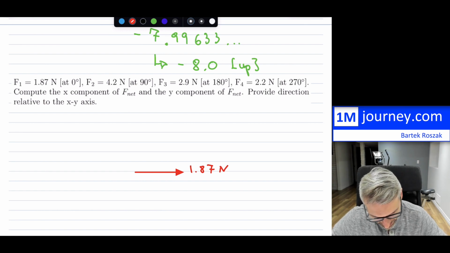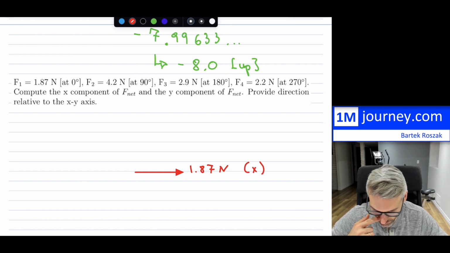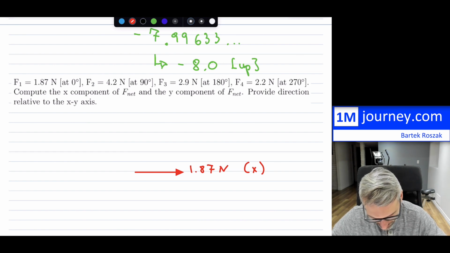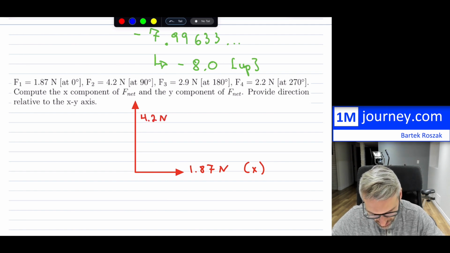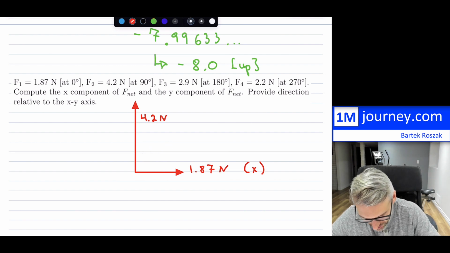Okay, and it looks like this one is right in the x direction. Now F2 is 4.2, and this is going to be at 90 degrees, so it's a little bit bigger than twice as much. Now 90 is going to be straight up. So that's going to be 4.2 newtons. This is at 90 degrees, so that means this angle is 90, right? So that's what we have there. That's right in the y direction, right?